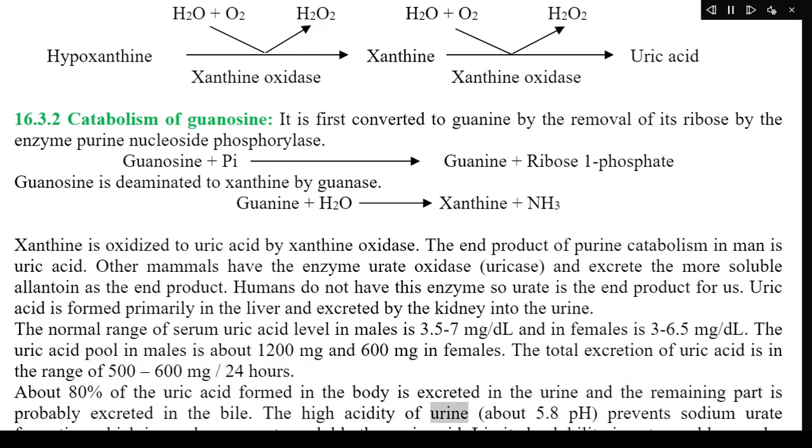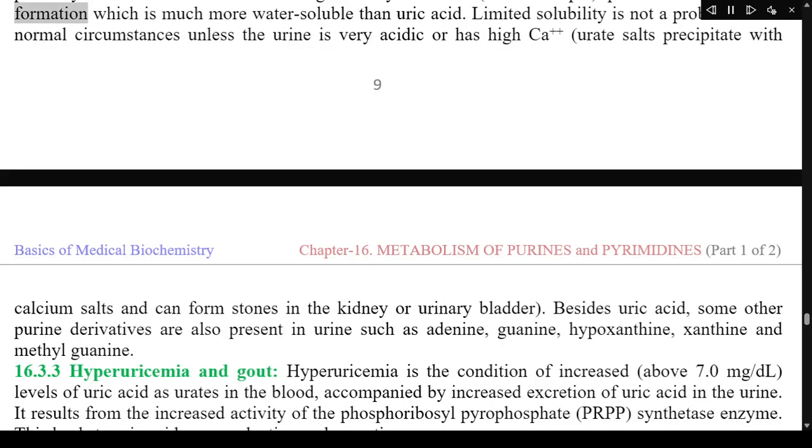The high acidity of urine, about 5.8 pH, prevents sodium urate formation, which is much more water-soluble than uric acid. Limited solubility is not a problem under normal circumstances unless the urine is very acidic or has high Ca++. Urate salts precipitate with calcium salts and can form stones in the kidney or urinary bladder. Besides uric acid, some other purine derivatives are also present in urine such as adenine, guanine, hypoxanthine, xanthine, and methylguanine.